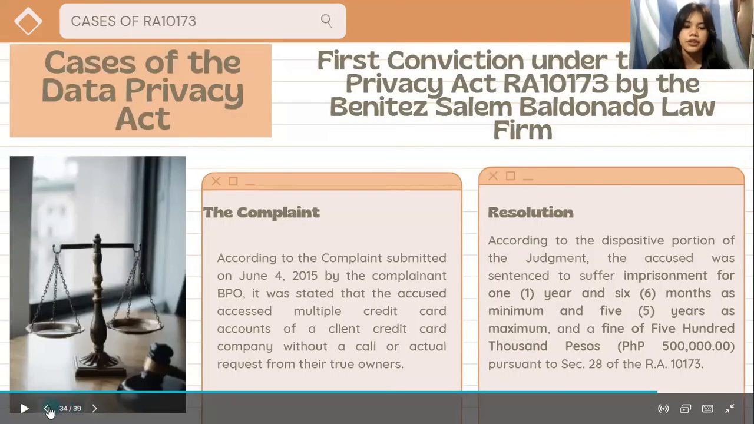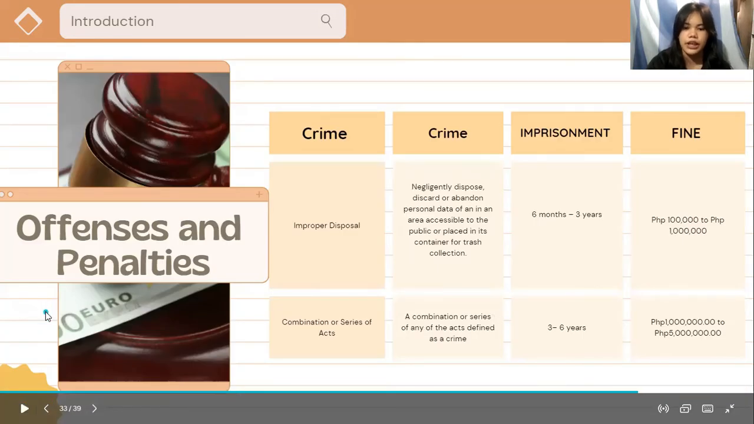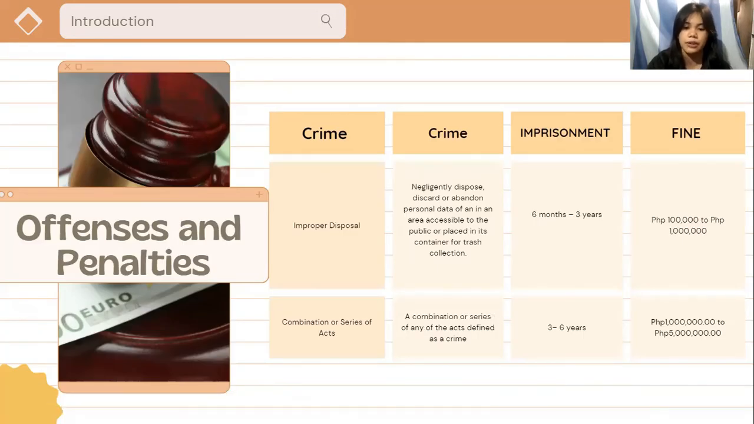So next is the improper disposal. Negligently disposing, discarding, or abandoning personal data in an area accessible to the public or placing it in a container for trash collection. They would be imprisoned for 6 months to 3 years, and they would pay 100,000 to 1 million depending on the damage to the data subject.